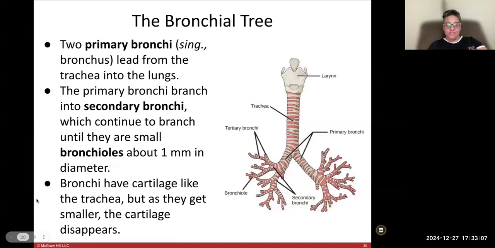The bronchial tree looks like an upside down tree. The 2 primary bronchi lead from the trachea into the lungs. The primary bronchi branch into secondary bronchi, which continue to branch until they are small bronchioles, about 1 millimeter in diameter. Bronchi have cartilage like the trachea, but as they get smaller and smaller, the cartilage disappears.